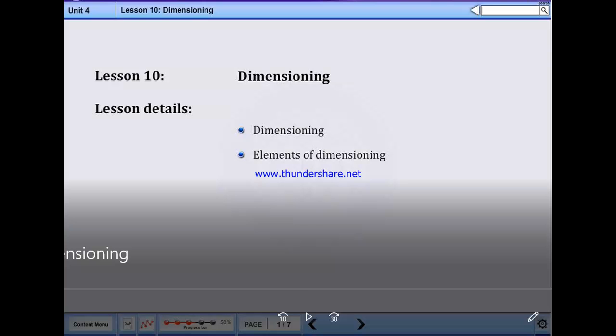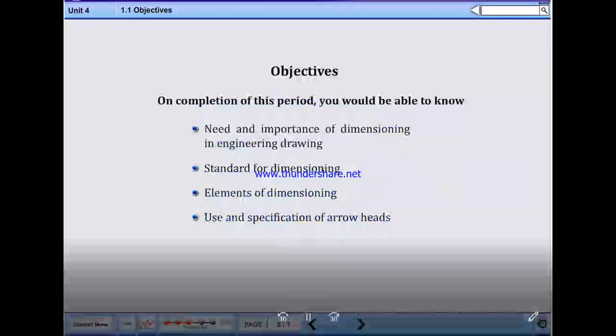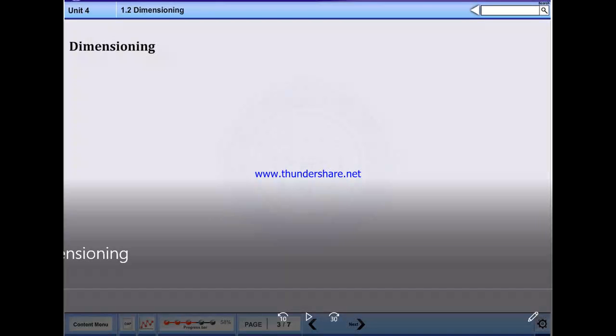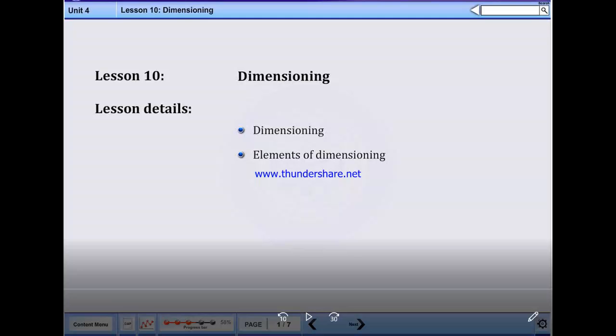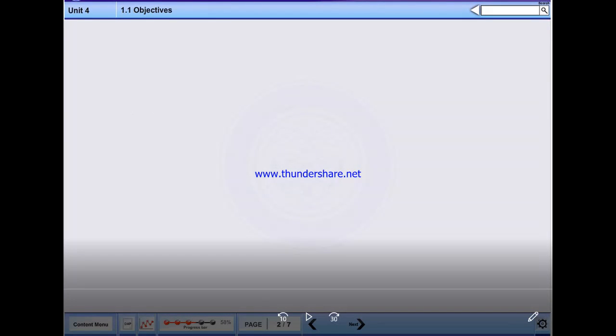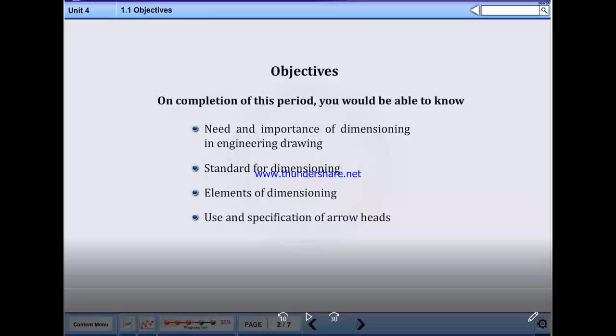In this dimensioning topic, after completion we may learn what we can call the objectives. These objectives are: need and importance of dimensioning in engineering drawing, standard for dimensioning, elements of dimensioning, use and specifications of arrowheads. So these are the objectives which we learn in this topic, dimensioning.